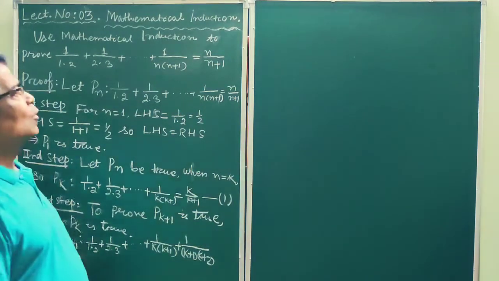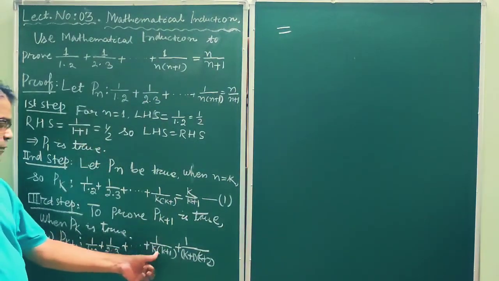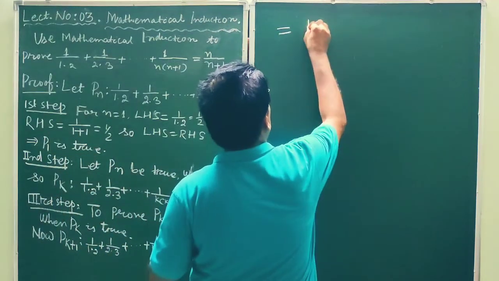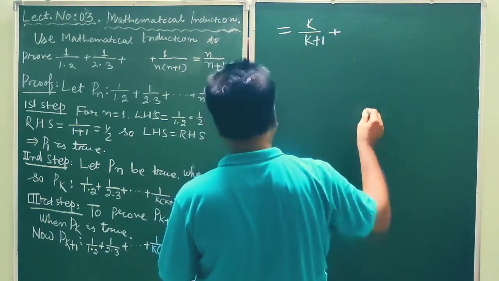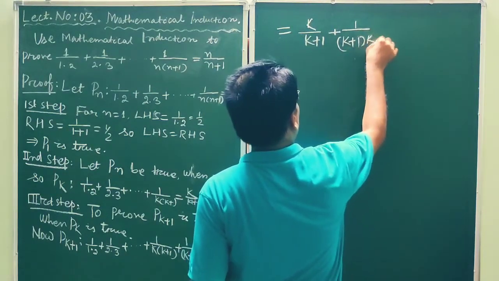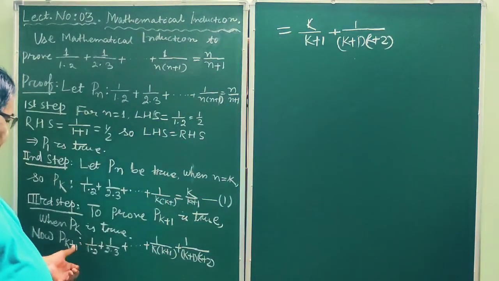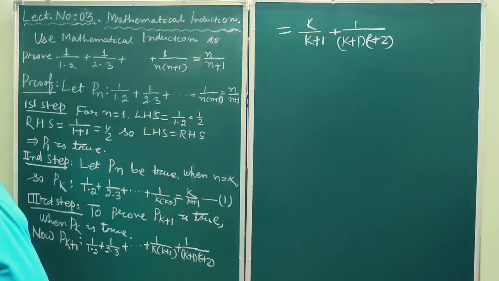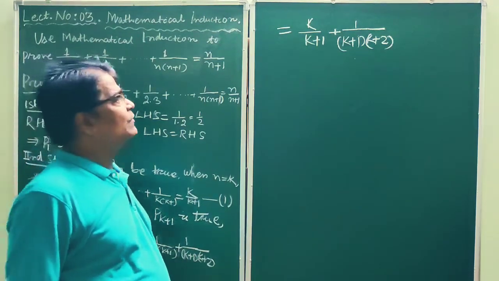So now this is equal to the expression starting from the beginning up to 1 by k into k plus 1, using this equation 1, equal to k by k plus 1. And the last term of this expression is 1 by k plus 1 into k plus 2. So this expression, starting from the beginning to here, is k by k plus 1, and we have taken this value here. The last term is 1 by k plus 1 into k plus 2.